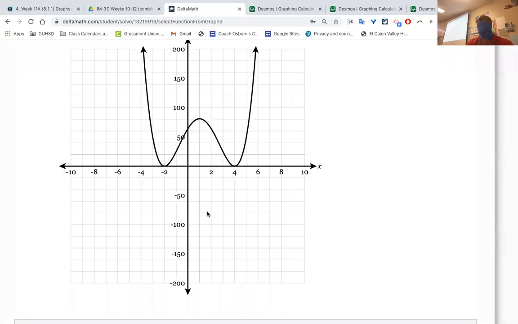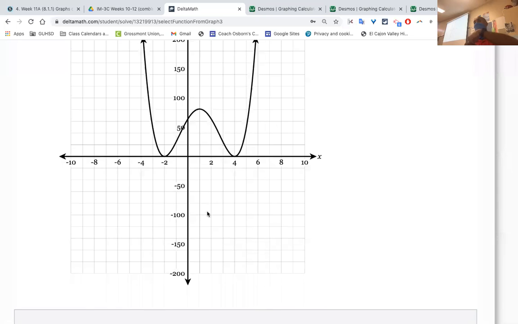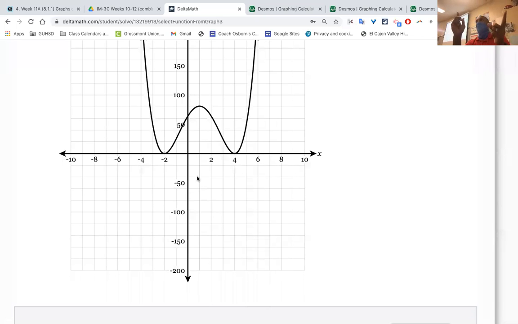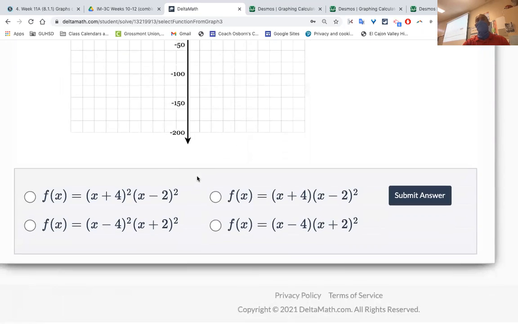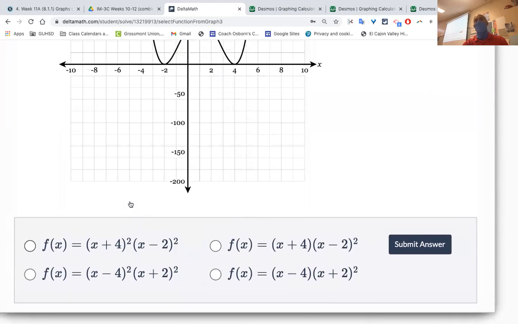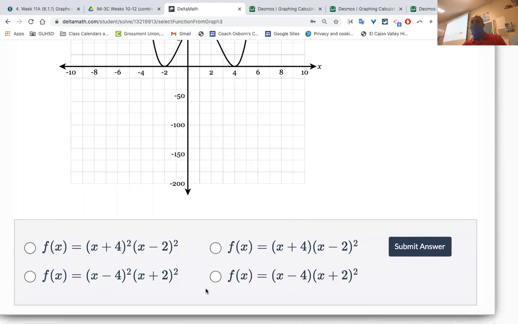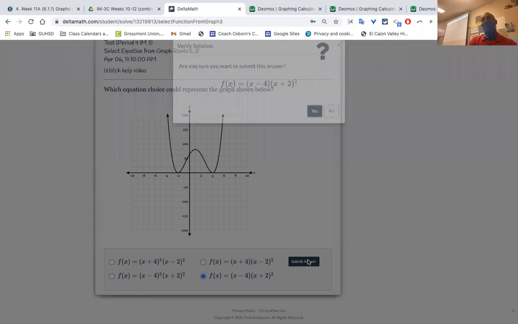4 and -2, so I should see x plus 2 and x minus 4. Now, x plus 2 and x minus 4, are they going to have a square on them or no? Yeah. So then we know it's going to be, which one? Bottom left, because they're both double roots. Okay, all right, let's do one more.